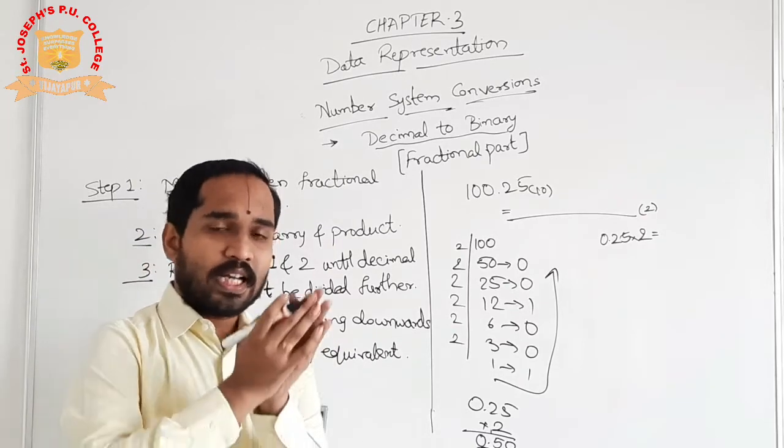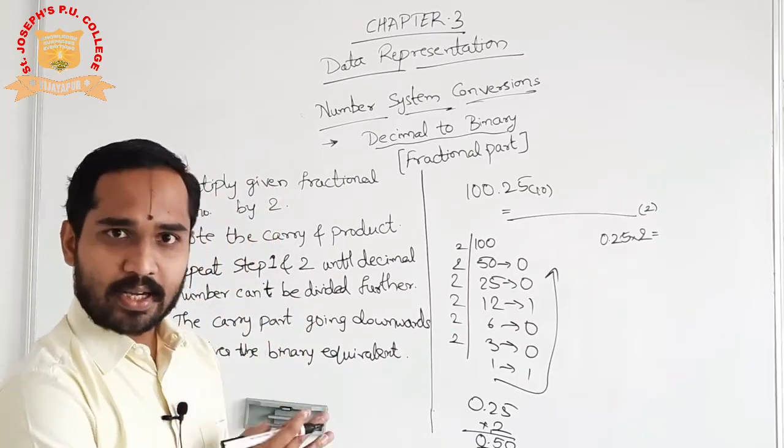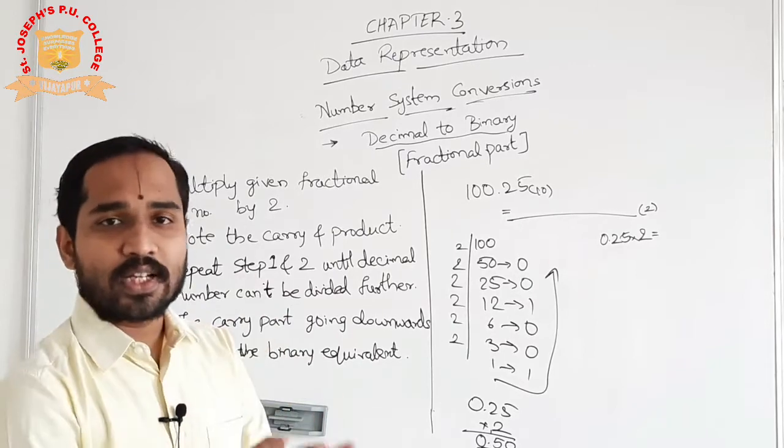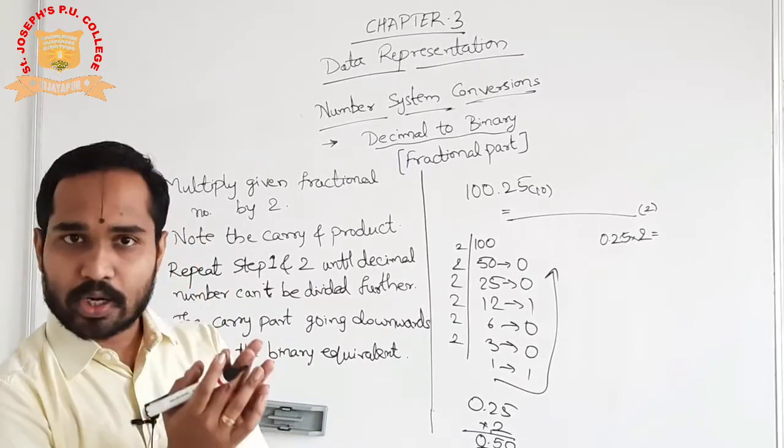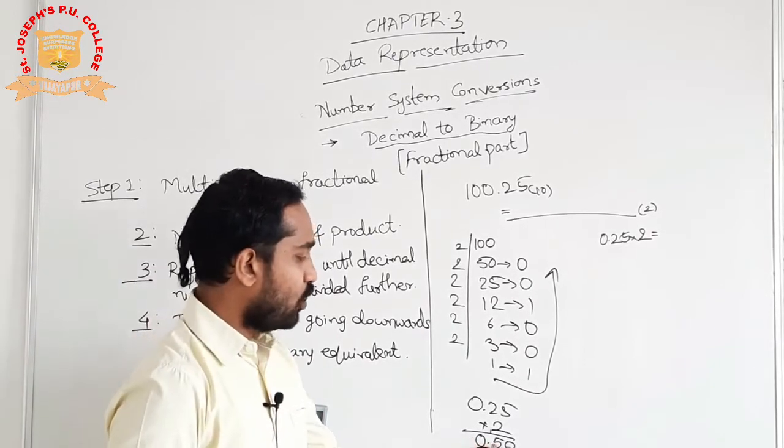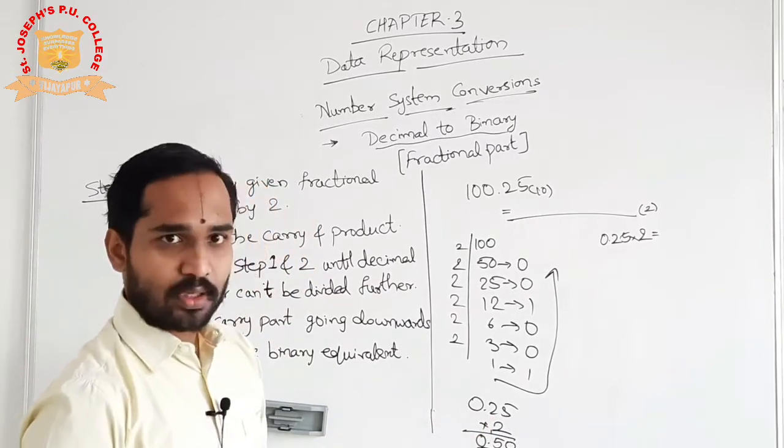What did I say? Whatever comes to the left side of the decimal part is carry. Whatever comes to the right side of the decimal part is product. So when you do 0.25 into 2, you get 0.50.